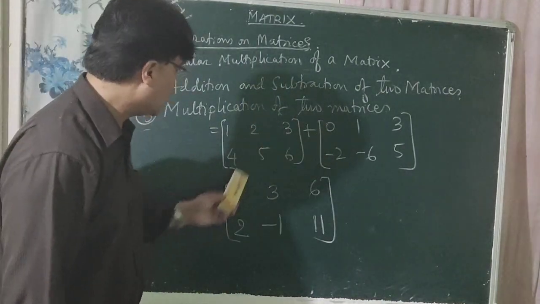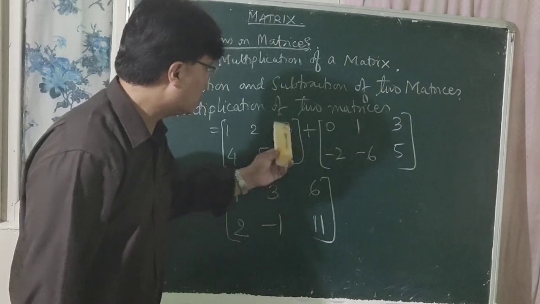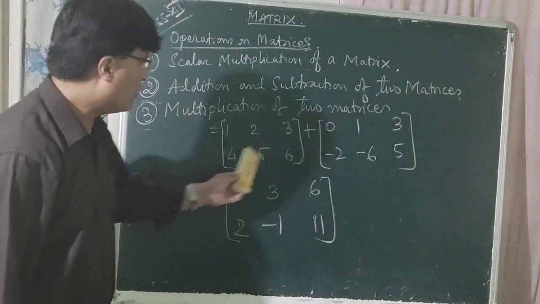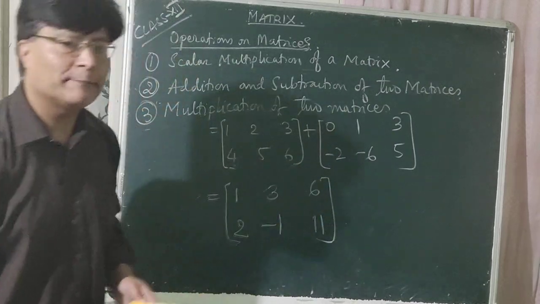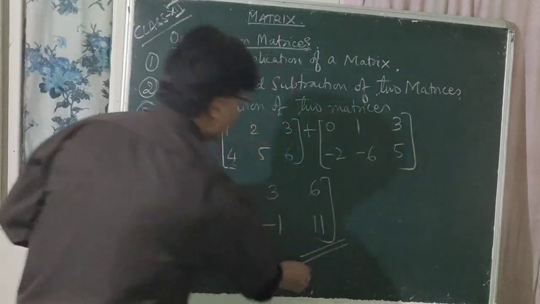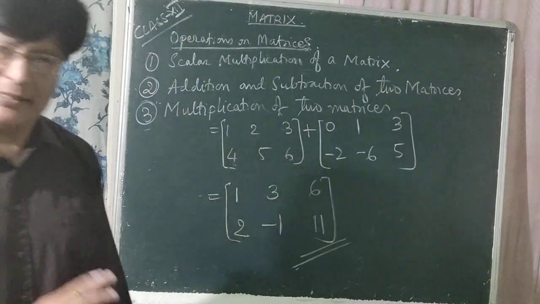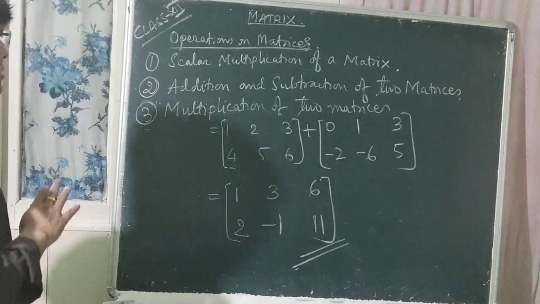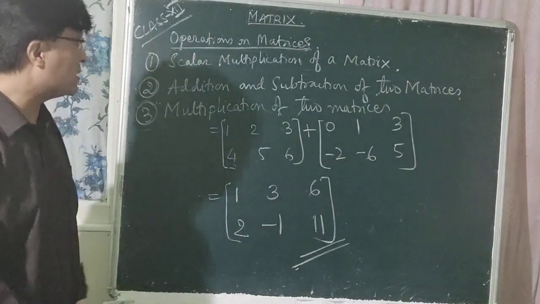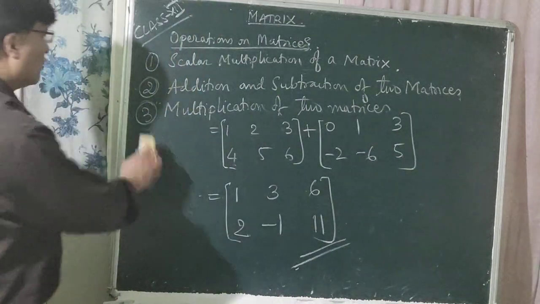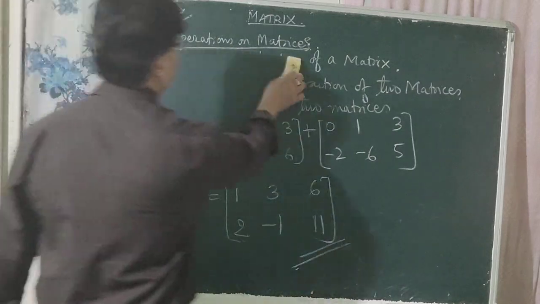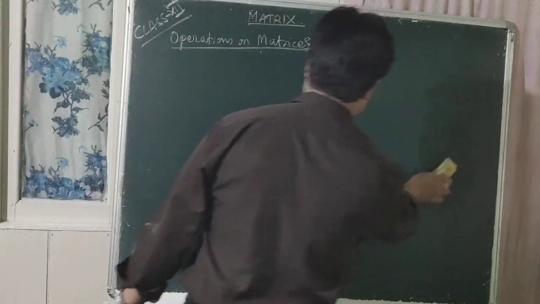1 plus 0 is 1, 2 plus 1 is 3, 3 plus 3 is 6, 4 minus 2 is 2, 5 minus 6 is minus 1, and 6 plus 5 is 11. So this is the matrix A minus B. Is that clear to all of you? So this is number 2 operation on matrices, that is addition and subtraction of two matrices. Okay. Now let us discuss the third one, that is multiplication of two matrices, right?